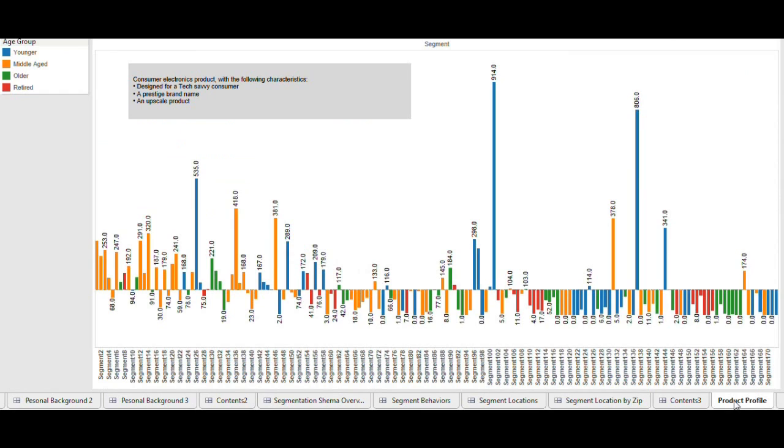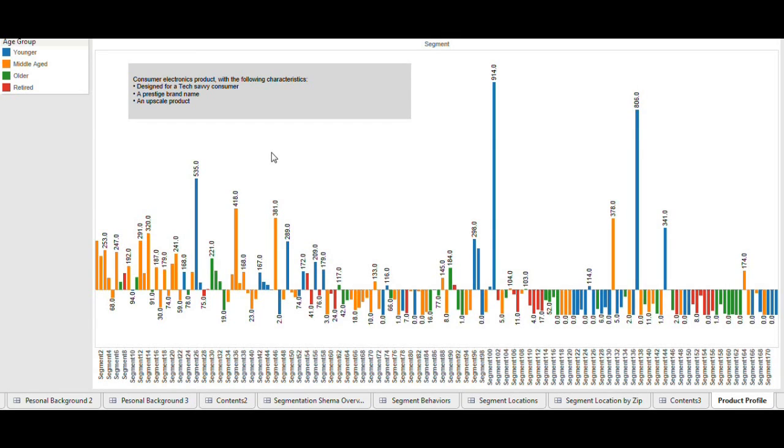First step in the process is developing or getting a profile for a specific product or behavior. So we're going to do this analysis for a specific product, which is a consumer electronics product designed for a tech-savvy consumer. It's a prestige brand and it's an upscale product. So you can imagine what product I'm talking about, but I'm not going to disclose the exact brand or the exact product. But for the purpose of this case, the information I'm providing here is good enough.